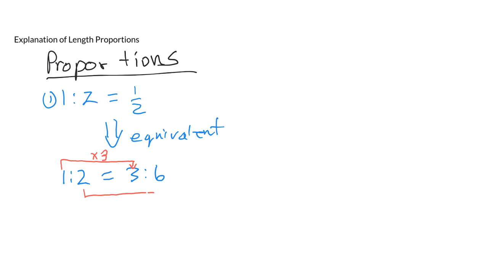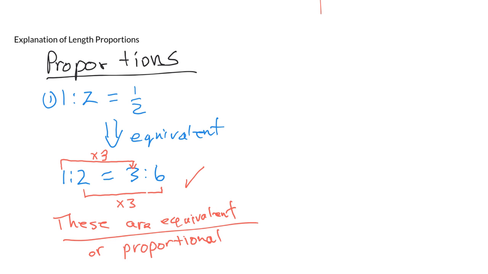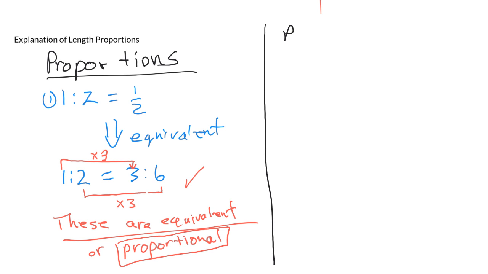Now, for the second portion of our proportion, what we have to do is say, all right, does 2 times 3 give 6? If this is the case, boom, these are equivalent. Or we could literally say that these things are proportional. And that is another word we could use to describe the relationship between those two proportions.